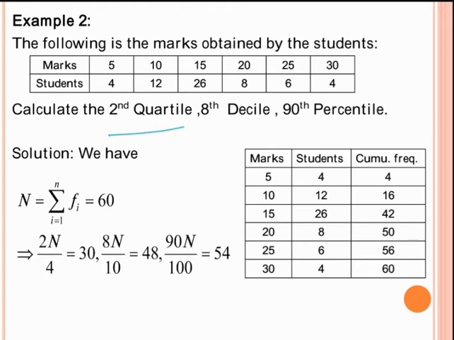For the second quartile we will take 2 into capital N by 4, that is 2 into 60 by 4. You cut this, you get here 15. So 15 into 2, this is 30. Similarly, we will put here the value of n. 8 into 60 divided by 10, that is 48. Same way, 90 into 60 divided by 100, that is 54.